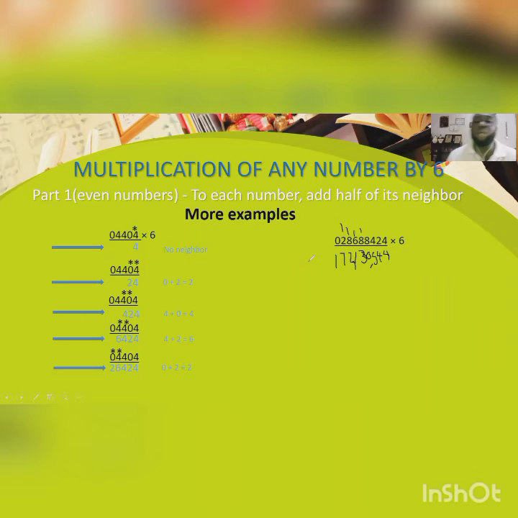So at the end of the day, we have 172,130,544. I hope this was easy for you. The more you work on it, the faster you get at it. Okay, so let's go to the next.